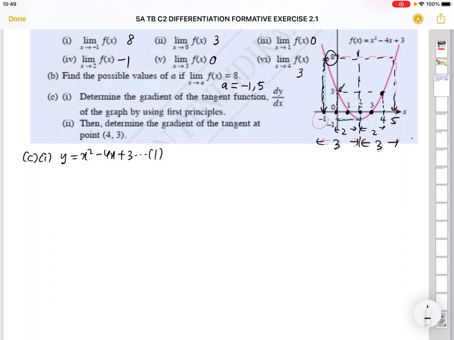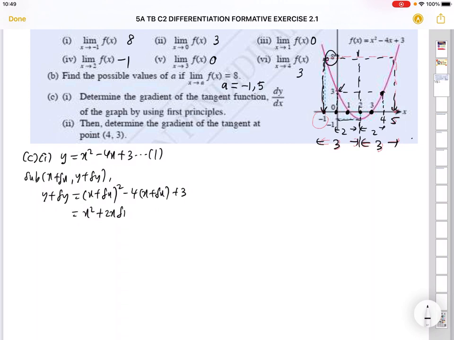Then I'm going to substitute x plus delta x, y plus delta y inside. I'll get y plus delta y equals (x plus delta x) squared, minus 4(x plus delta x) plus 3. So when you expand, you get x squared plus 2x delta x. I hope you know how to expand this quickly by now.